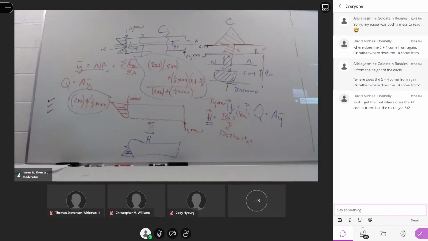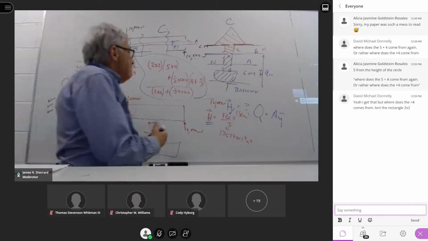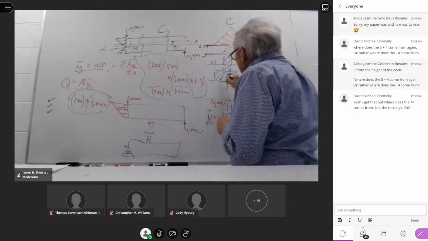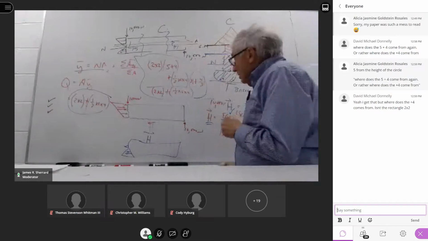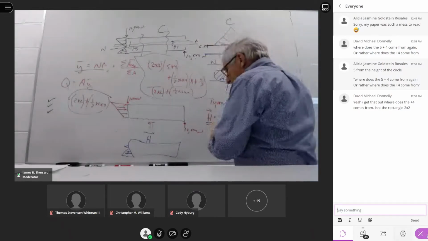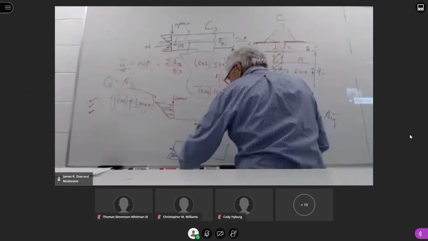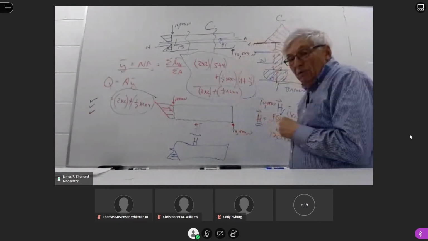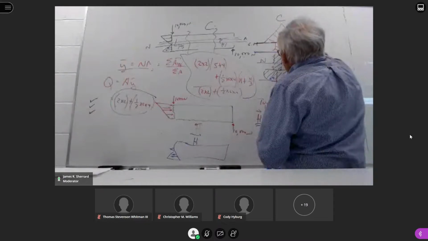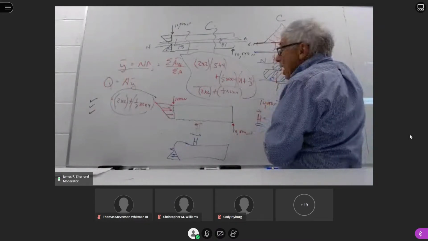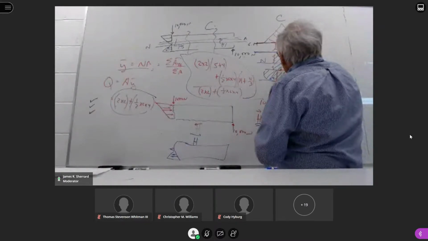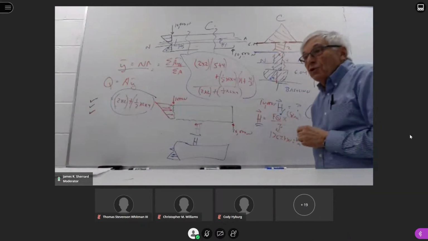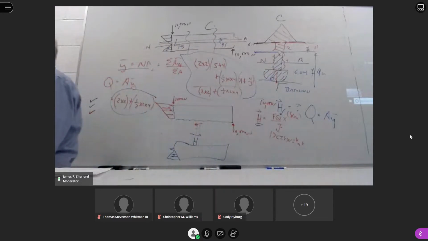Where does the 5 plus 4 come in? Okay. This semicircle had a radius of 5. So it takes you 5 to get from the baseline to the bottom of the rectangle. The rectangle is 6 high, but we cut it 2 from the top. So this is 5, and this is 4 to come up with the 9. Another question.